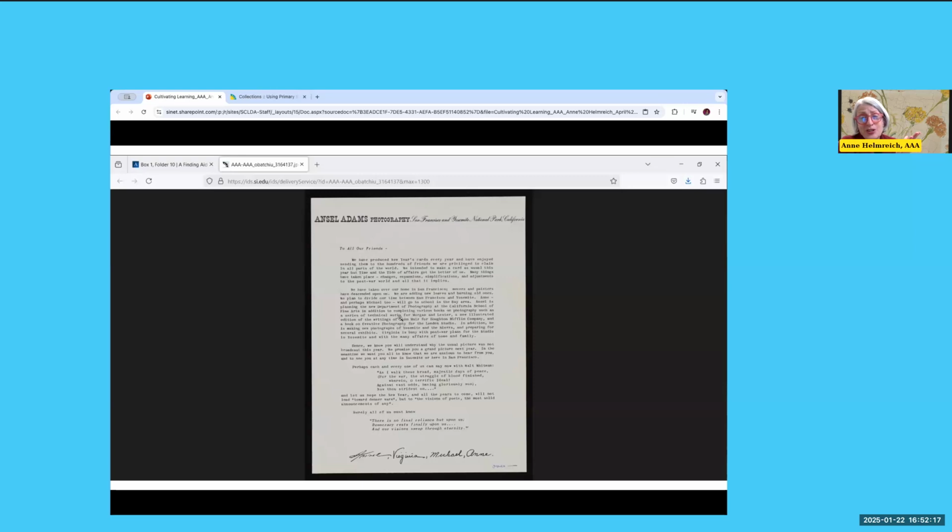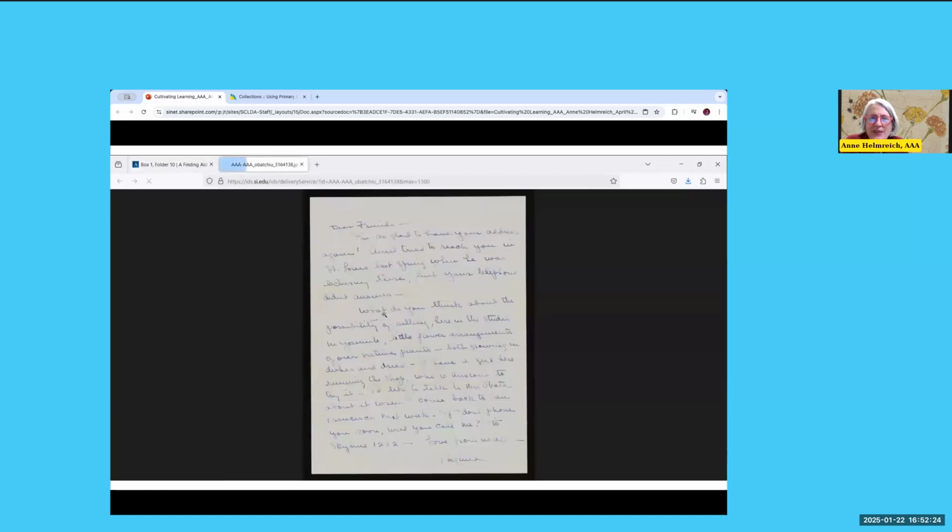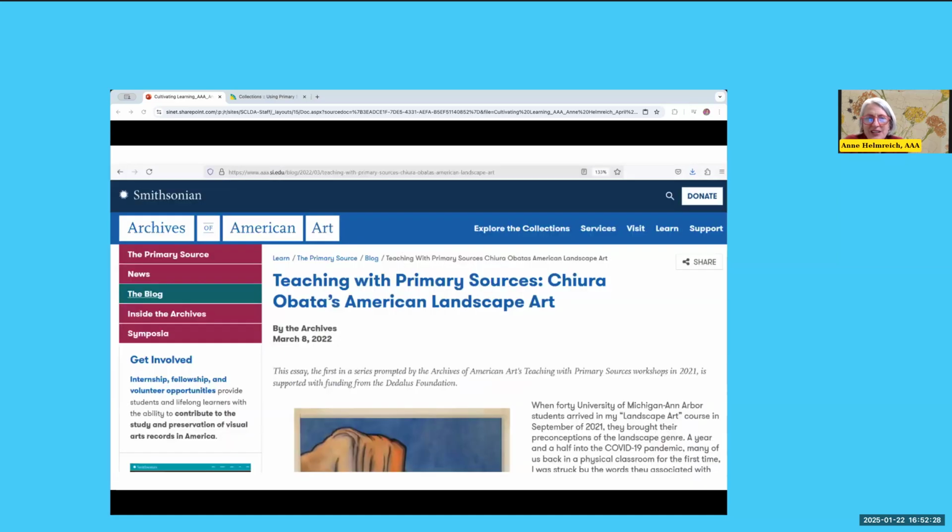And this is what I mean about the journey of discovery. The internet is not flat. You have to really dig in. So I think that closes us out. And then just showing another letter. And then this is an article that one of our participants wrote about using this collection as part of teaching with primary sources.